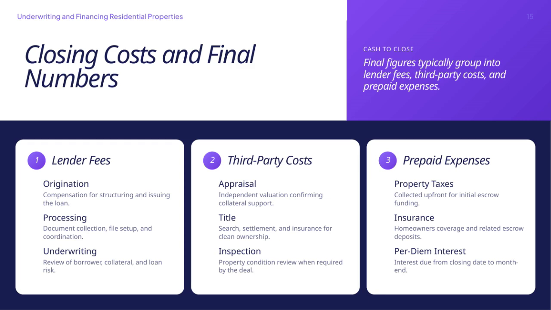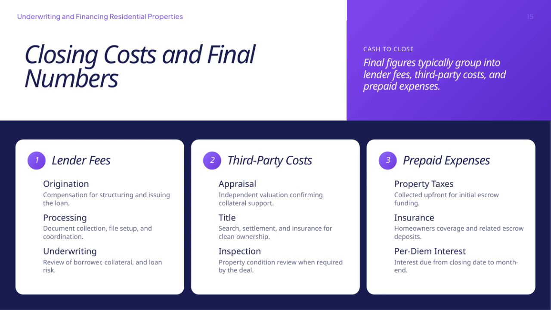Moving on to third-party costs. These consist of expenses like appraisal fees, which are paid to an independent party to confirm the value of the collateral. Title fees are for the search, settlement, and insurance ensuring clean ownership of the property. Inspection fees may also be included when a property condition review is necessary as part of the deal.